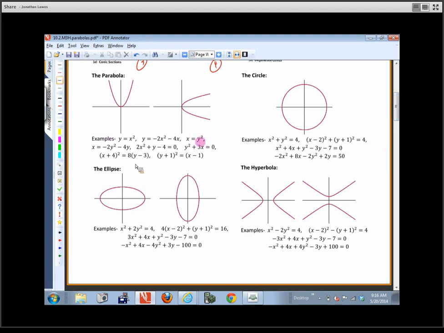These are all equations that produce parabolas. Now, you'll notice that this parabola looks very familiar. This one, not so much. This one's tilted on its side. Anybody notice a problem with this? It's not a function. In fact, neither is a circle, neither are any ellipses, and neither are any hyperbolas. Only parabolas that open up or down can be functions. All of the other conic sections have to be what we call relations.